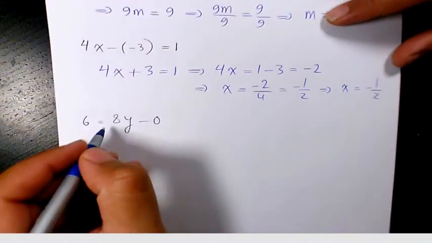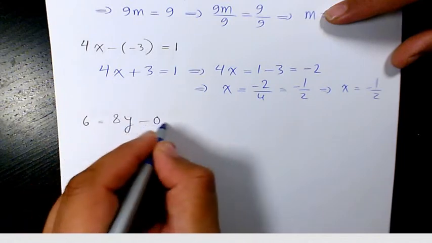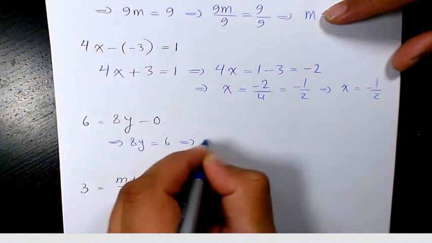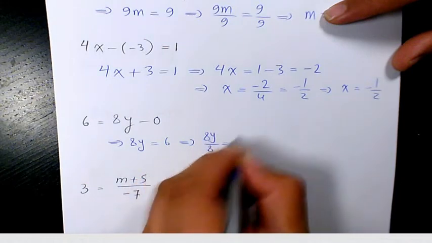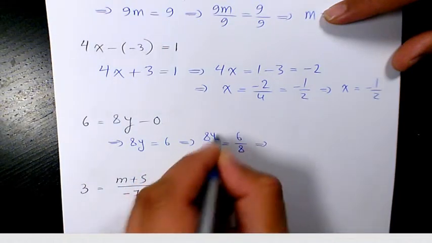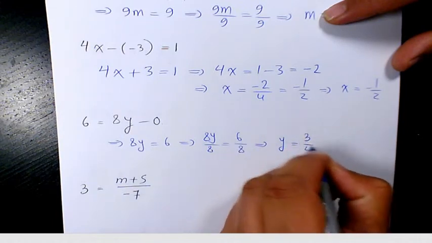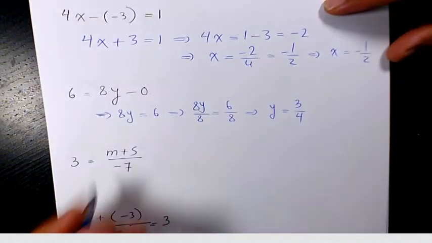Next one is 6 equals to 8y minus 0. So it means that 8y equals to 6. So I need to divide both sides by 8. So 8y divided by 8 is y. 6 divided by 8 is going to be 3 over 4 when we reduce it.